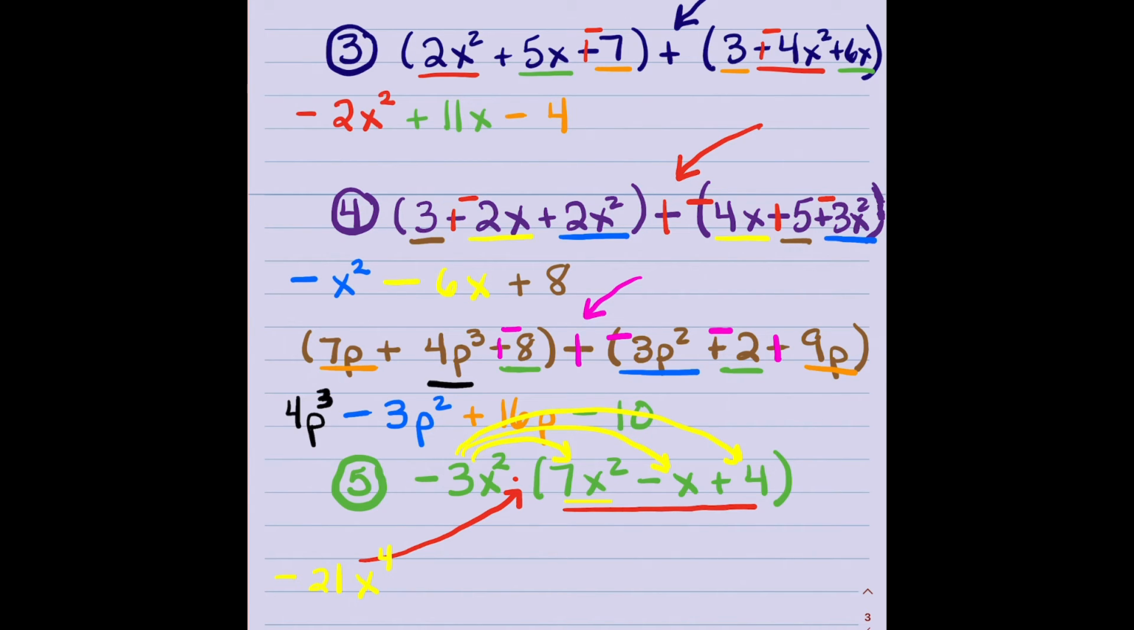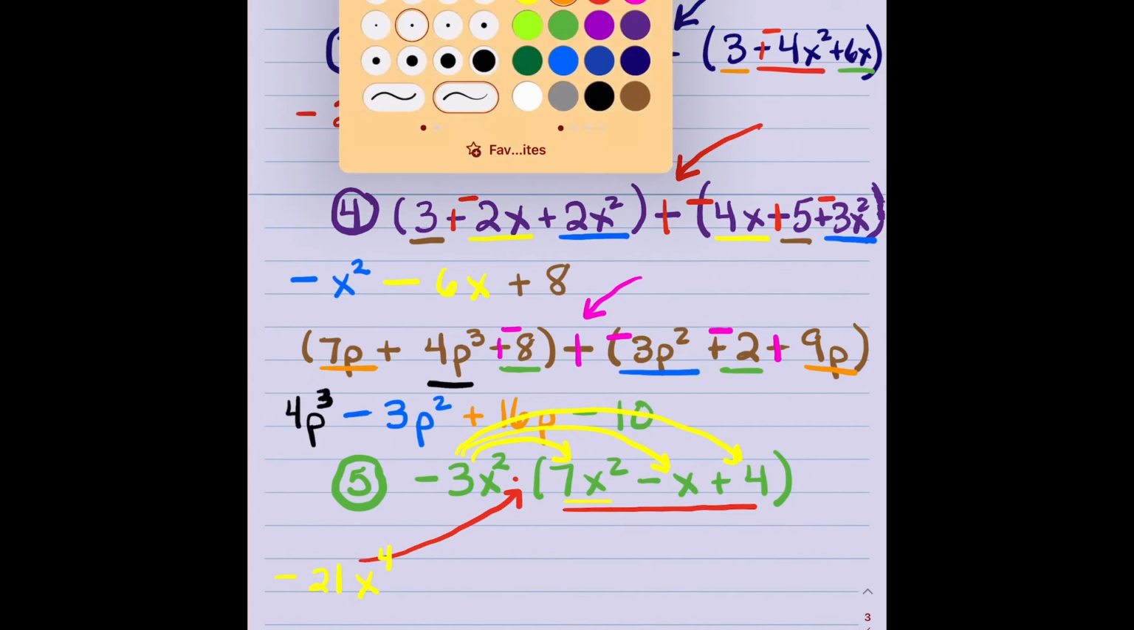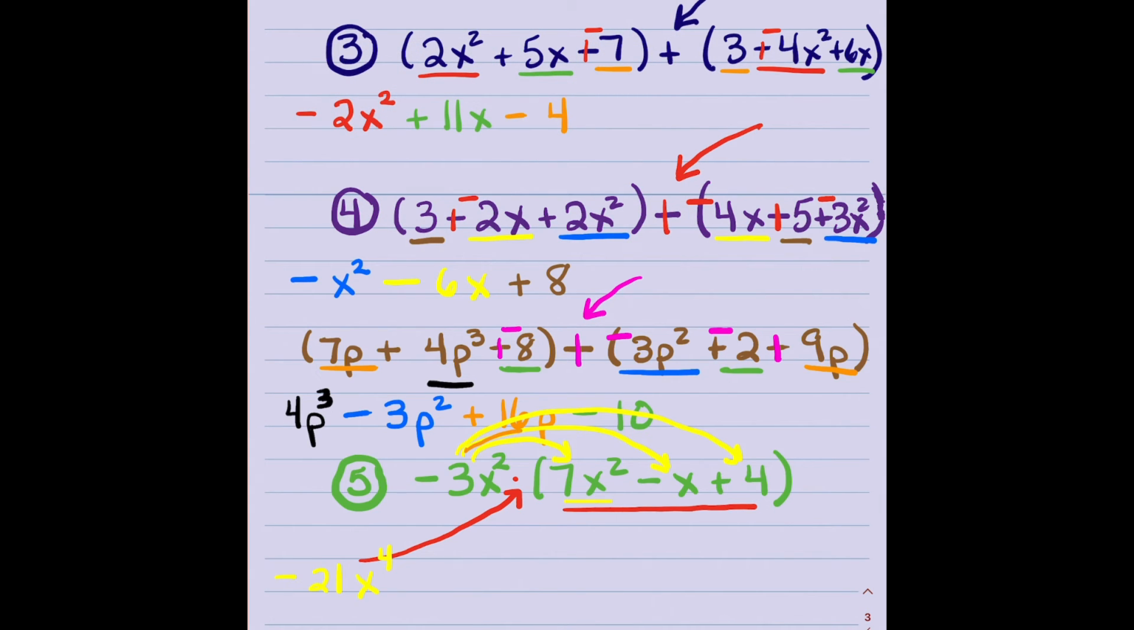Next step, we're going to do -3x squared times -x. Negative times negative is positive. That's going to be -3 times -1, so positive 1. And then we have x squared times x. Remembering our exponent rules, that's x to the 3rd because we're going to add the exponents, 2 plus 1.